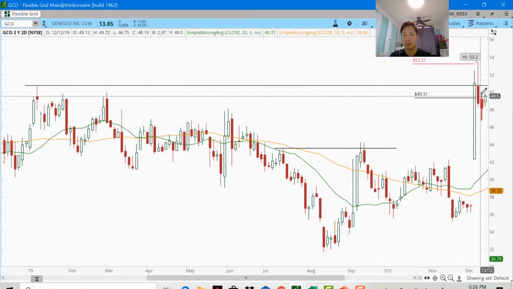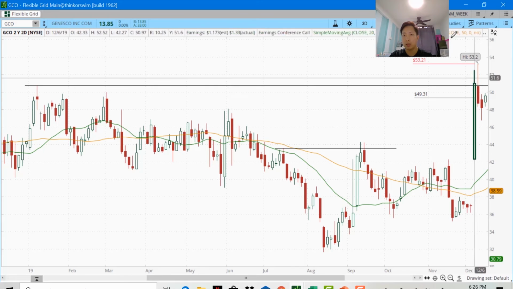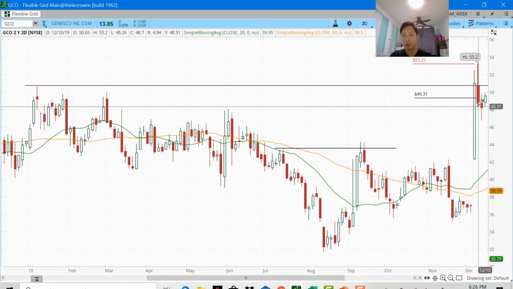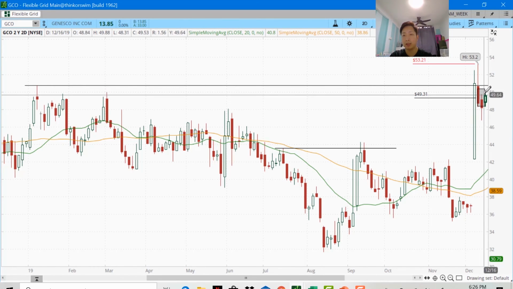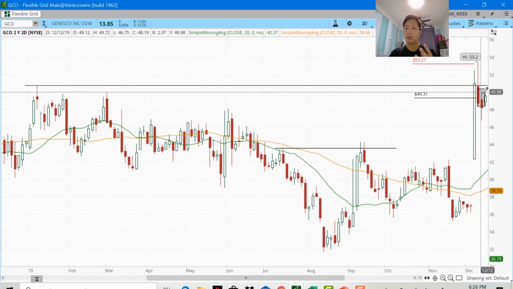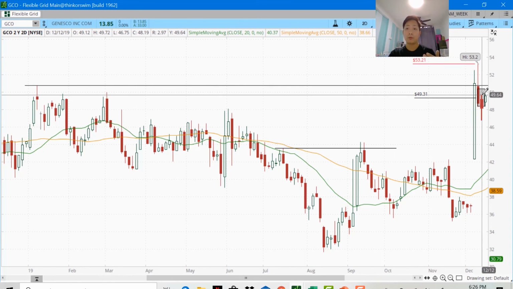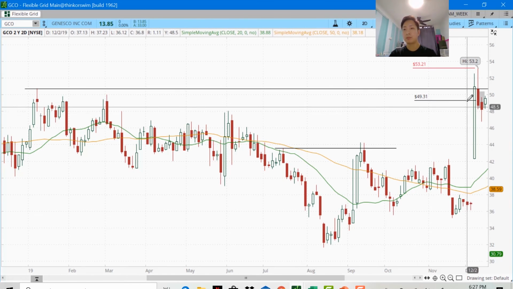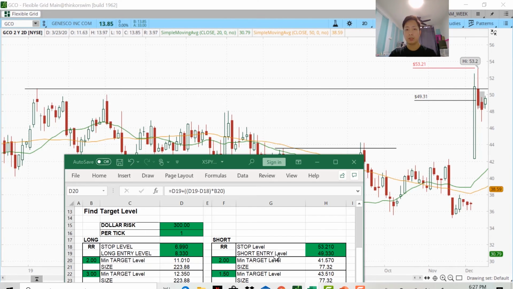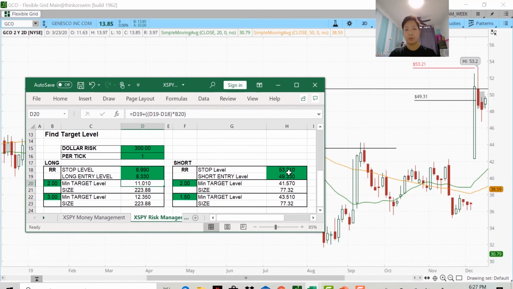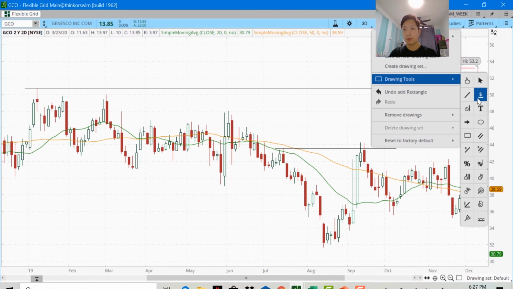By now you should be able to visually understand that the sweet spot will be the gray box here, the midpoint of the EXE bar. Anywhere within the midpoint of the EXE bar. I didn't use a calculator to calculate, but visually I know that this rectangle box will be the sweet spot zone for a short entry. Let's say you enter at $49.31. You can project your target down. Your stop loss is at $53.21, short entry at $49.31, and your target will be at $41.51.